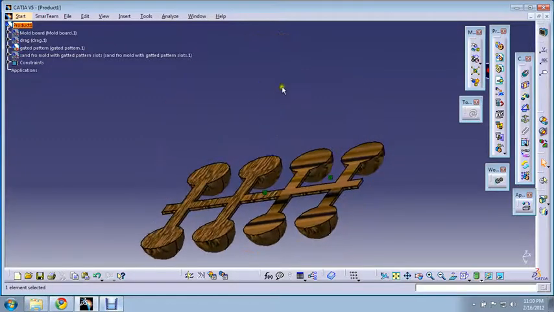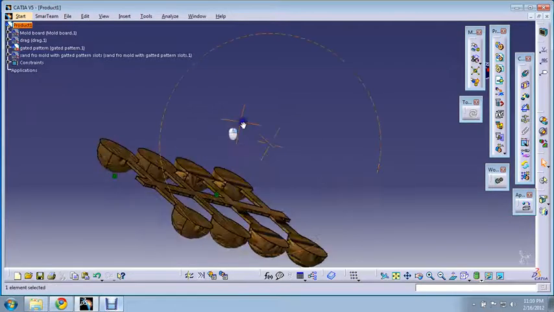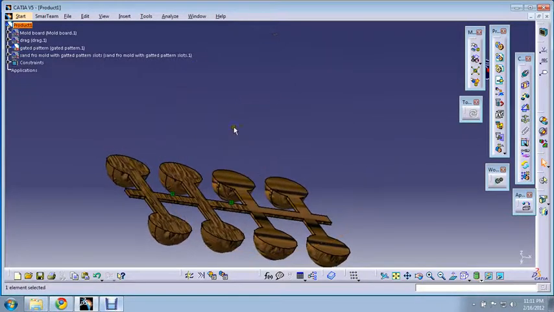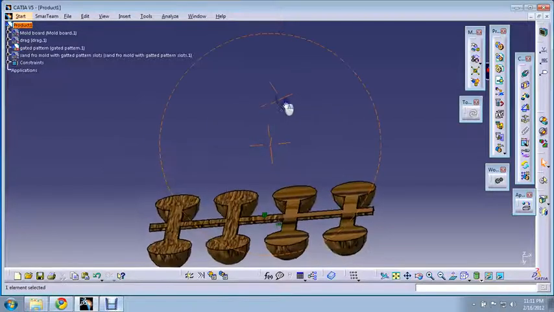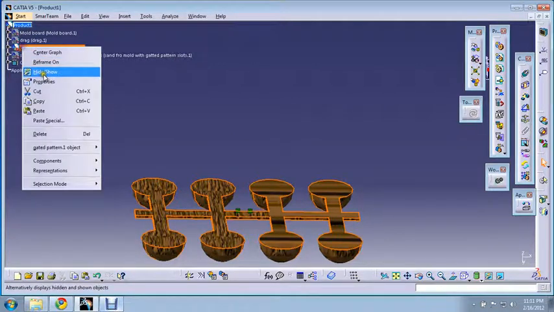Gated patterns have many advantages over solid patterns. They will provide the gate cuttings in the patterns, so when the pattern is removed there will be no need of cutting the gates by hand. So now, one by one, I'll tell you how to make a sand mold using gated patterns.